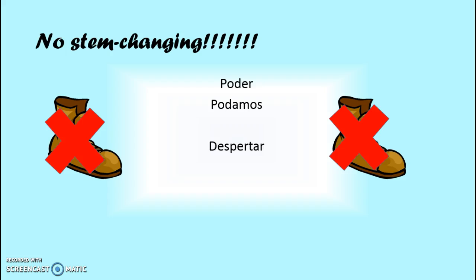We also have despertar, to wake up. So normally I would say despierto, IE, but because it's nosotros form, I keep in the E, so despertemos. And lastly, dormir. Also, it's a boot verb, so you don't need a stem change, it would be dormamos.